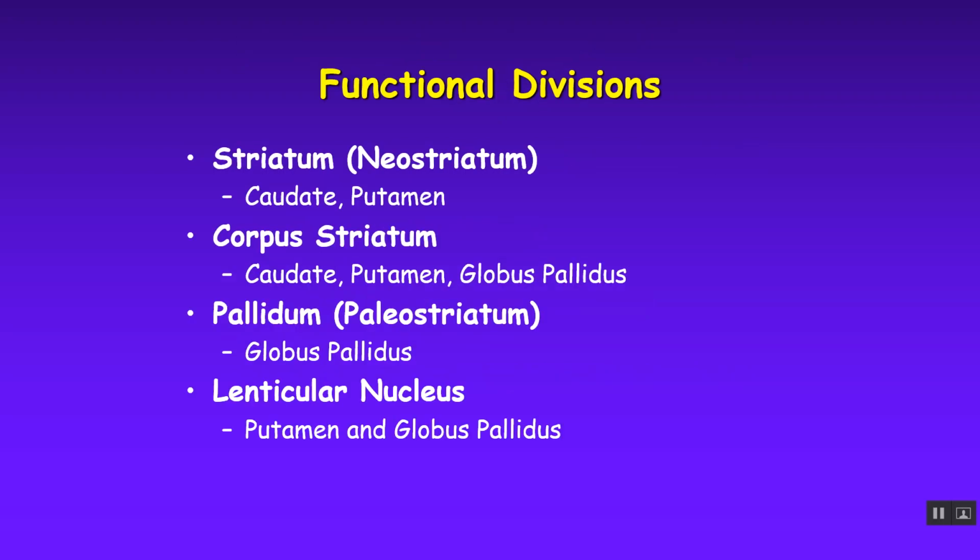The functional divisions of the basal ganglia. There's the striatum. So the caudate and putamen tend to work together. That's kind of why they're functionally associated as the striatum, sometimes also referred to as the neostriatum. The corpus striatum is the caudate, putamen, and globus pallidus all together. The pallidum just means the globus pallidus. Sometimes it's called the paleostriatum, kind of more primitive than the neostriatum, phylogenetically and so forth. And then the lenticular nucleus is just the putamen and globus pallidus together.